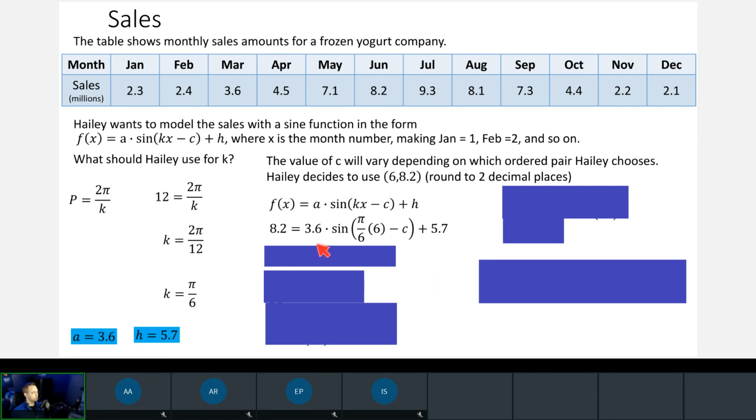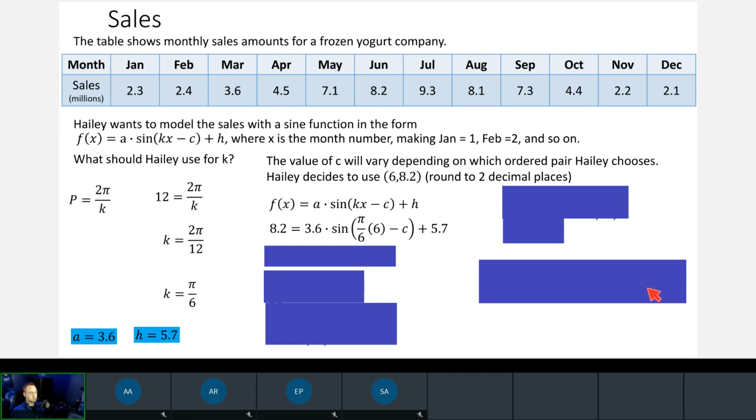All right. So everyone go ahead and solve for C. This is where your algebra skills come into play, and you want to use those order of operations or whatever they're called, right? What's the first step? Minus 5.7 both sides, yes.